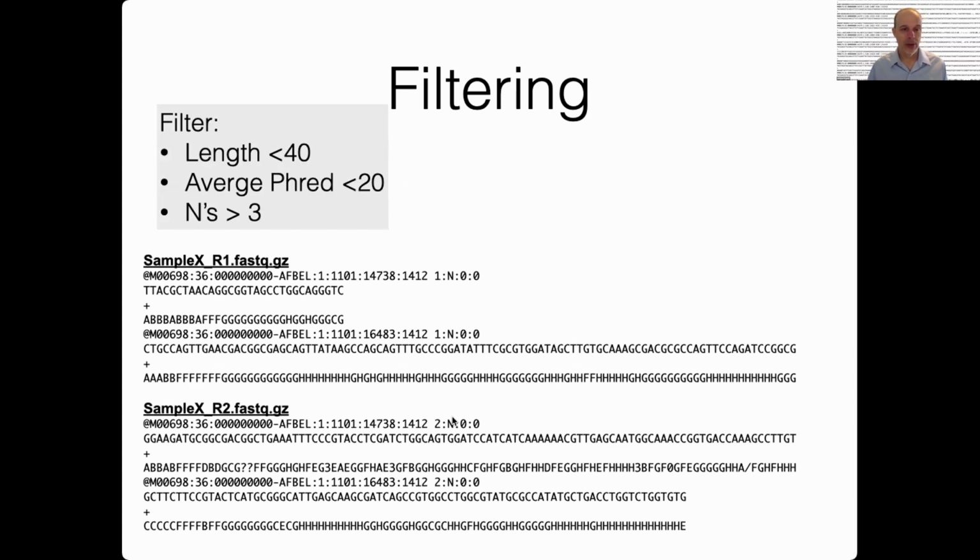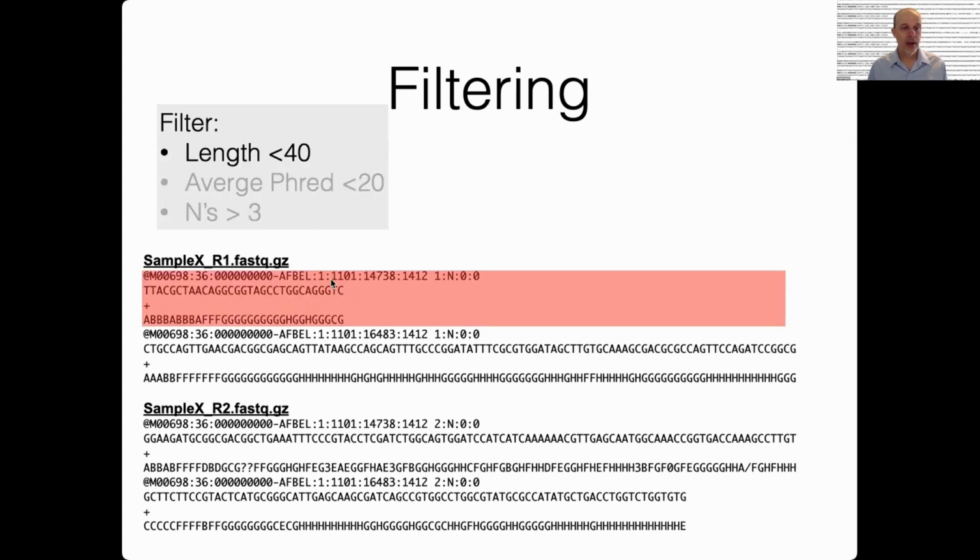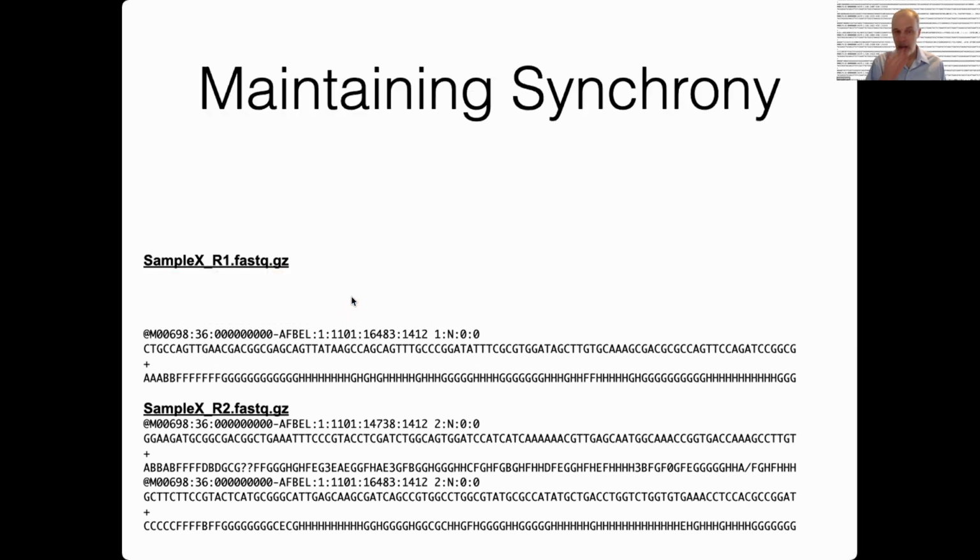So we're going to search through this data after we've done the trimming. And so the length, this is now shorter than 40 base pairs. And so we're going to filter out this read. Now, these other reads are fine.